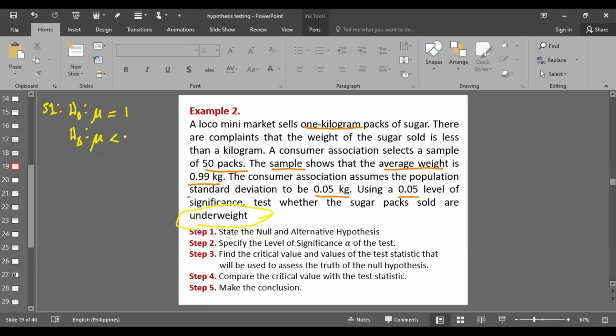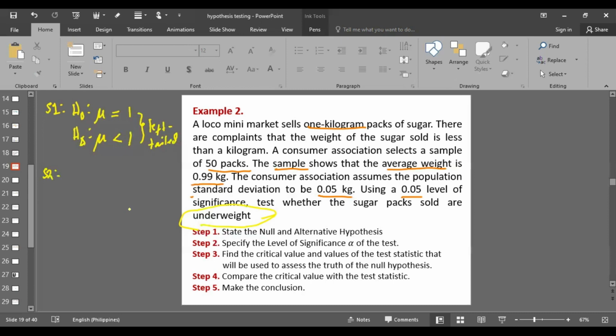It's less than 1. Itetest natin kung yung average weight of each pack of sugar is underweight. So we have to use less than 1. Take note that our reference here is located on the left side. So this symbol is less than, and it is a left-tailed test.